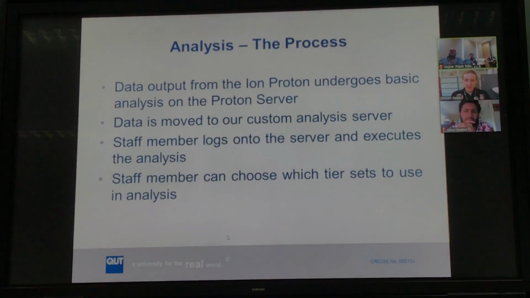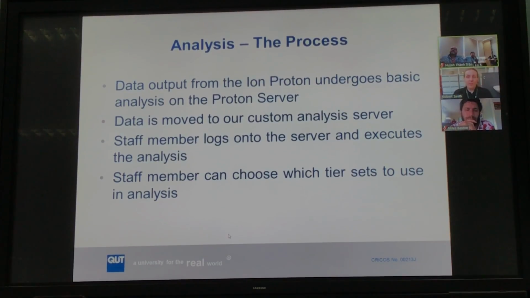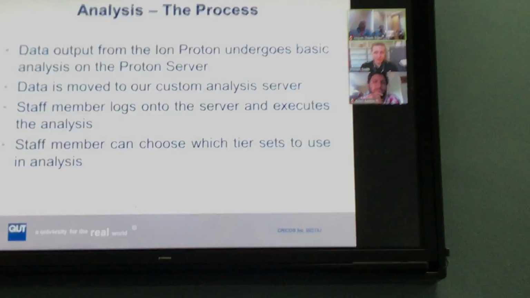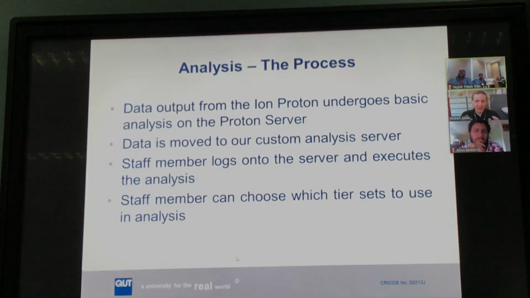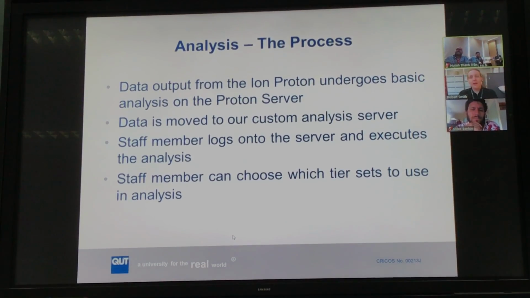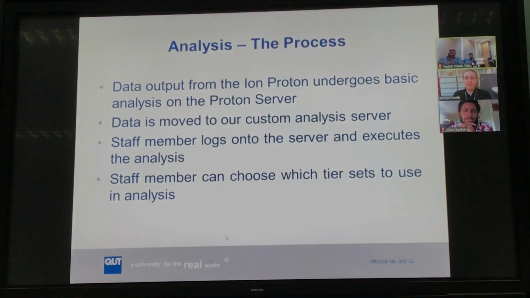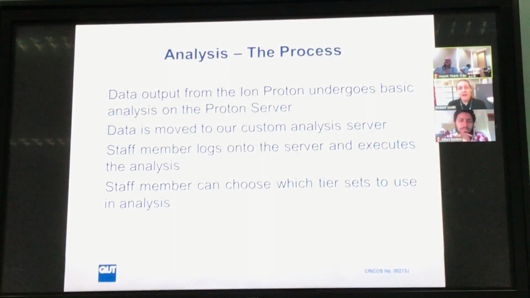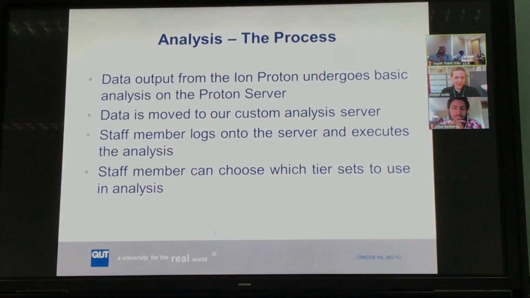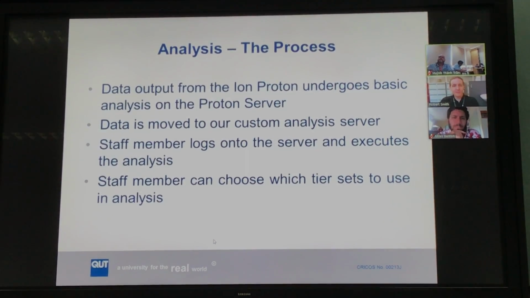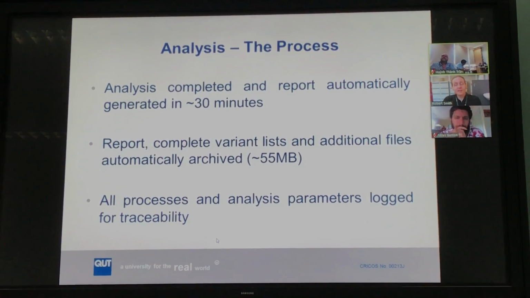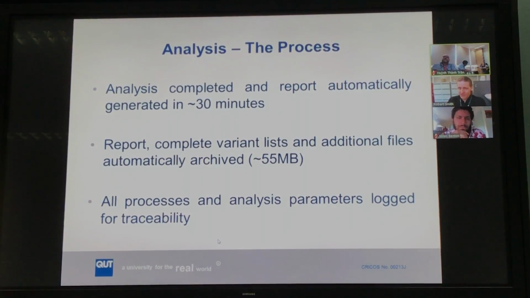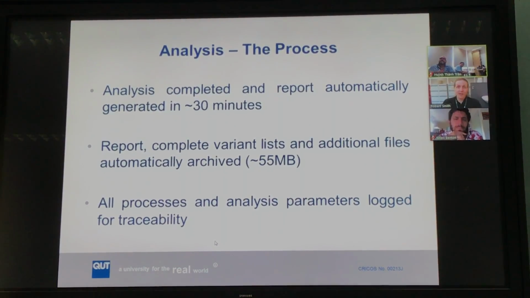So what happens in the overall process is that the data output from a Proton machine undergoes basic analysis on the Proton server to produce the VCF files and the various underlying structures that we need. The data is then moved to a custom analysis server. A staff member logs onto the server, executes the analysis, and the staff member can choose which tiers and things that we want to use as part of that process. The analysis is completed and the report is automatically generated in about 30 minutes, and I believe that Miles actually has that time reduced now.